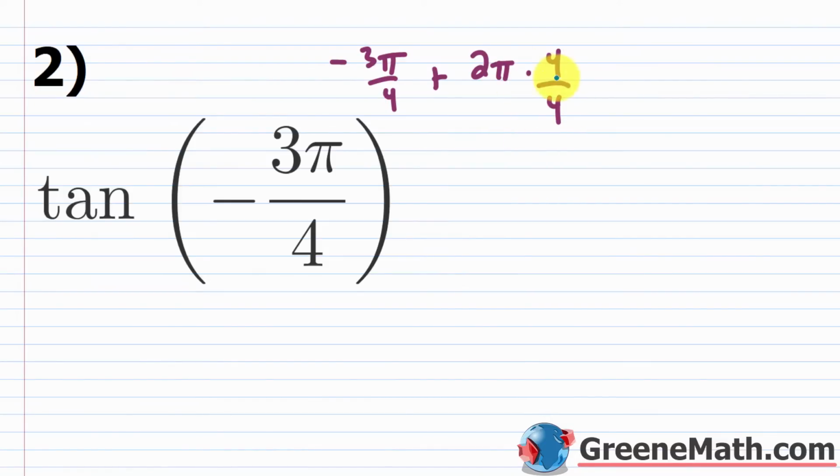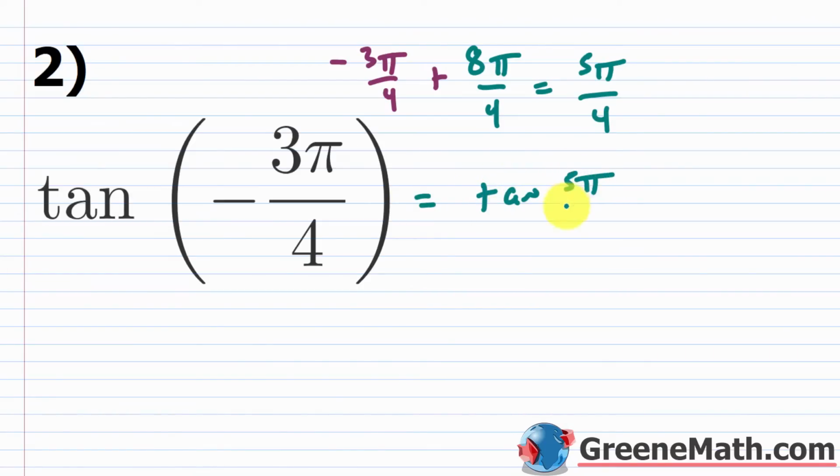So 2 times 4 is 8. So this would be 8 pi over 4. And if you do negative 3 pi plus 8 pi, that's going to give you 5 pi over the common denominator of 4. So I can say this is equal to the tangent of 5 pi over 4.